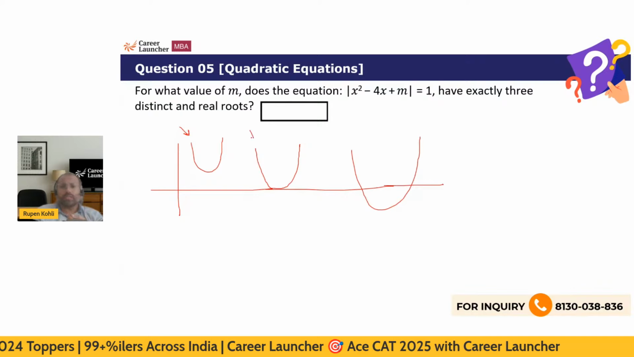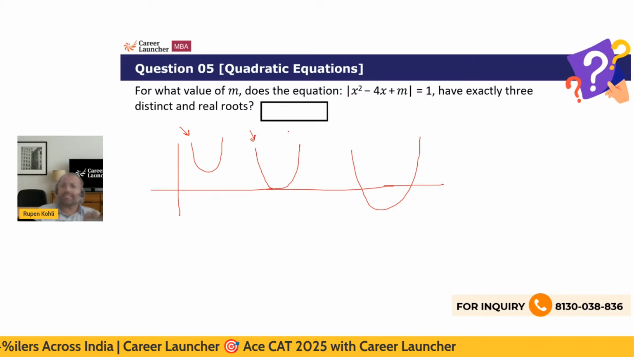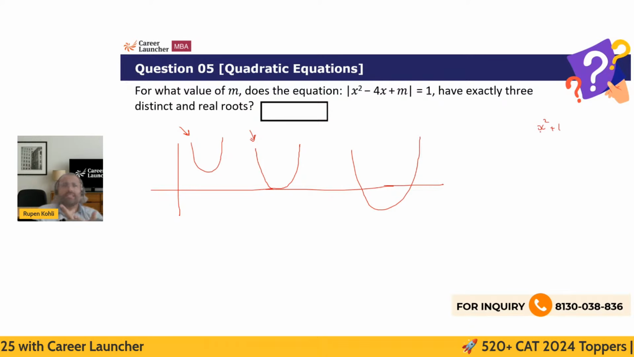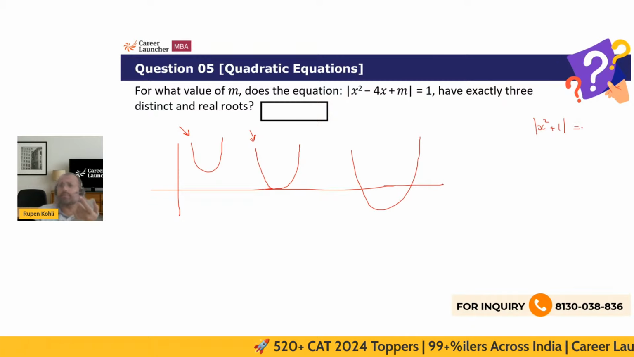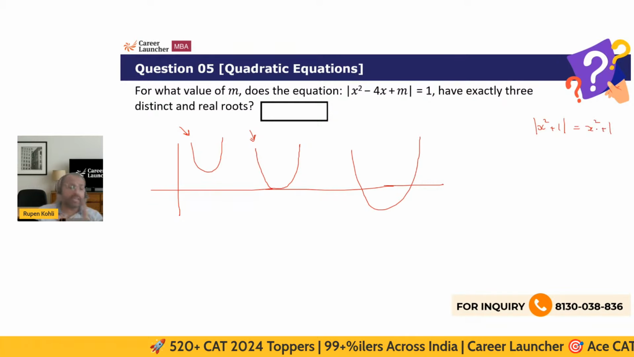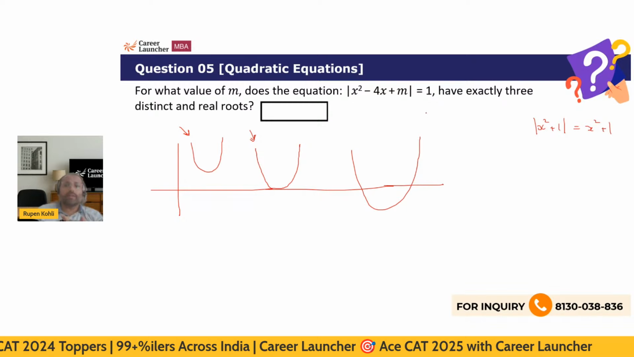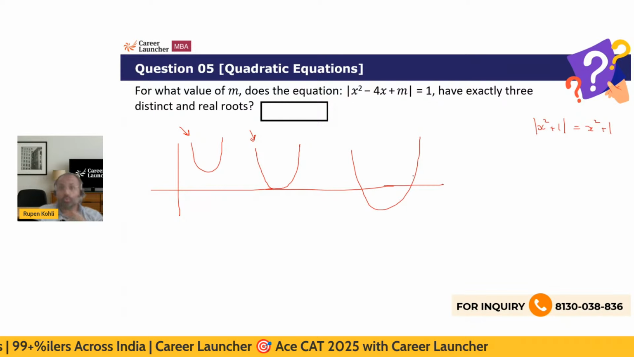So in both these two cases, can I say the modulus is the same as the original function? It's just something like saying x squared plus 1 and I'm putting mod on that. How does that change anything? Mod of x squared plus 1 is exactly always the same as x squared plus 1, because x squared plus 1 is strictly positive. So the graph will only change its shape if the graph has roots.